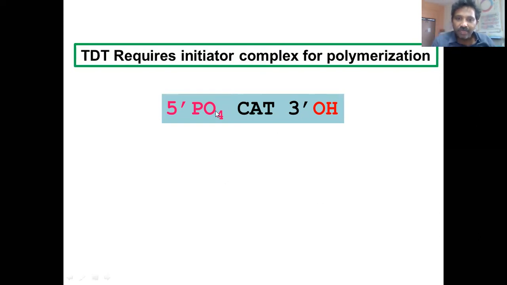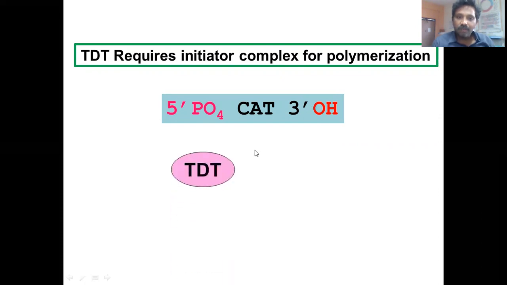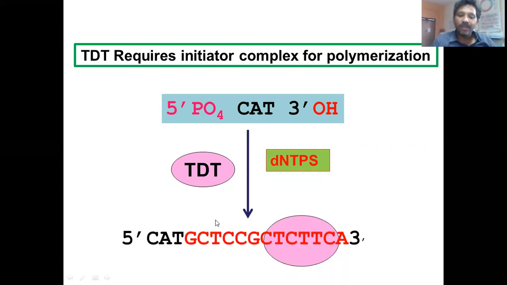Here we have taken the trinucleotide complex, which has the 5' phosphate and 3' OH. To that, if you provide terminal deoxynucleotidyl transferase and dNTPs, then it will synthesize the strand. It catalyzes the incorporation of nucleotides at the 3' end of the initiator complex.